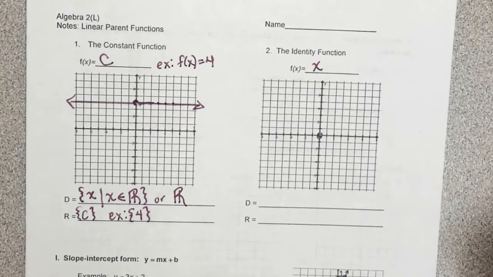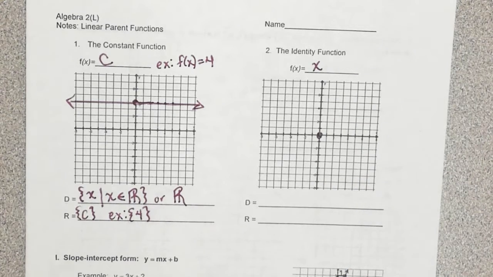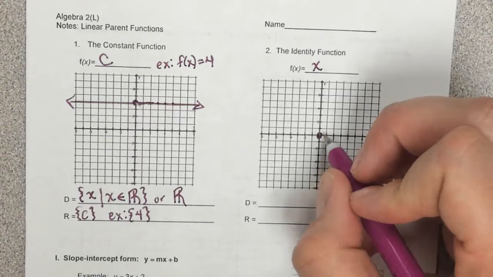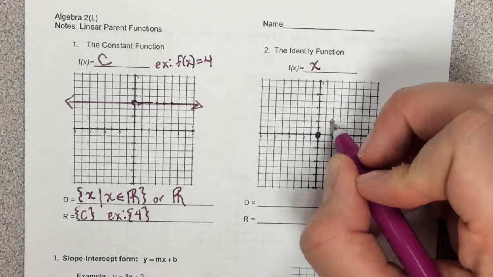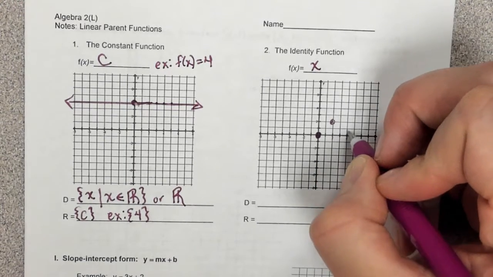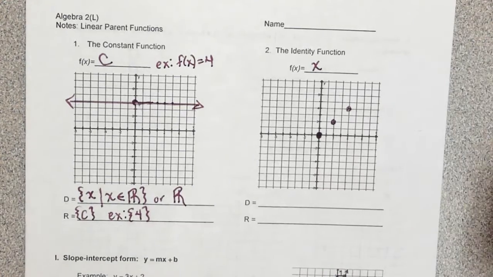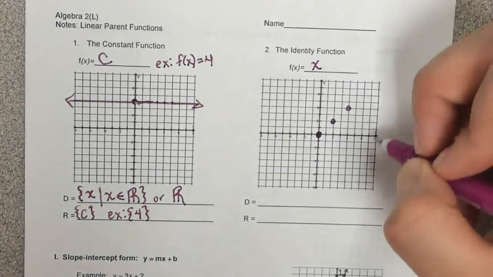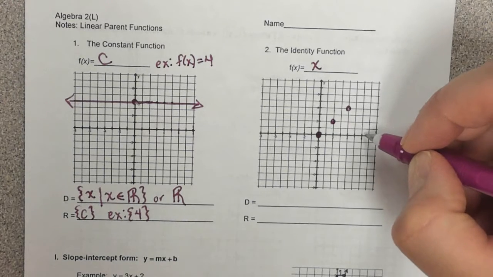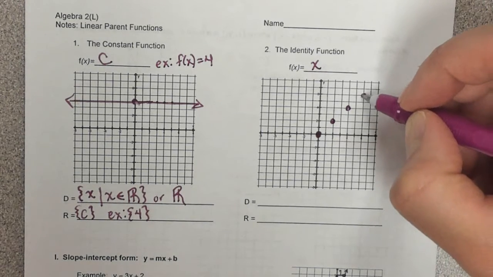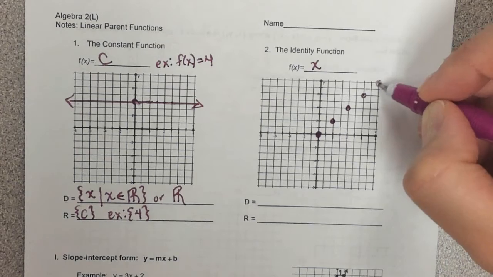If x is 2, what is y? 2. So I'm going to go 2, 2. If x is 4, y is 4. And I'm just going by 2 so I don't plot every single point, just to kind of speed us up. And you can kind of get how this is going, right? 6, y is 6. X is 8, y is 8.